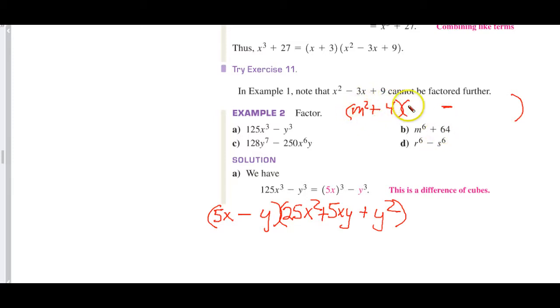Square this, m to the 4th. Multiply this. Square the last term. Okay.